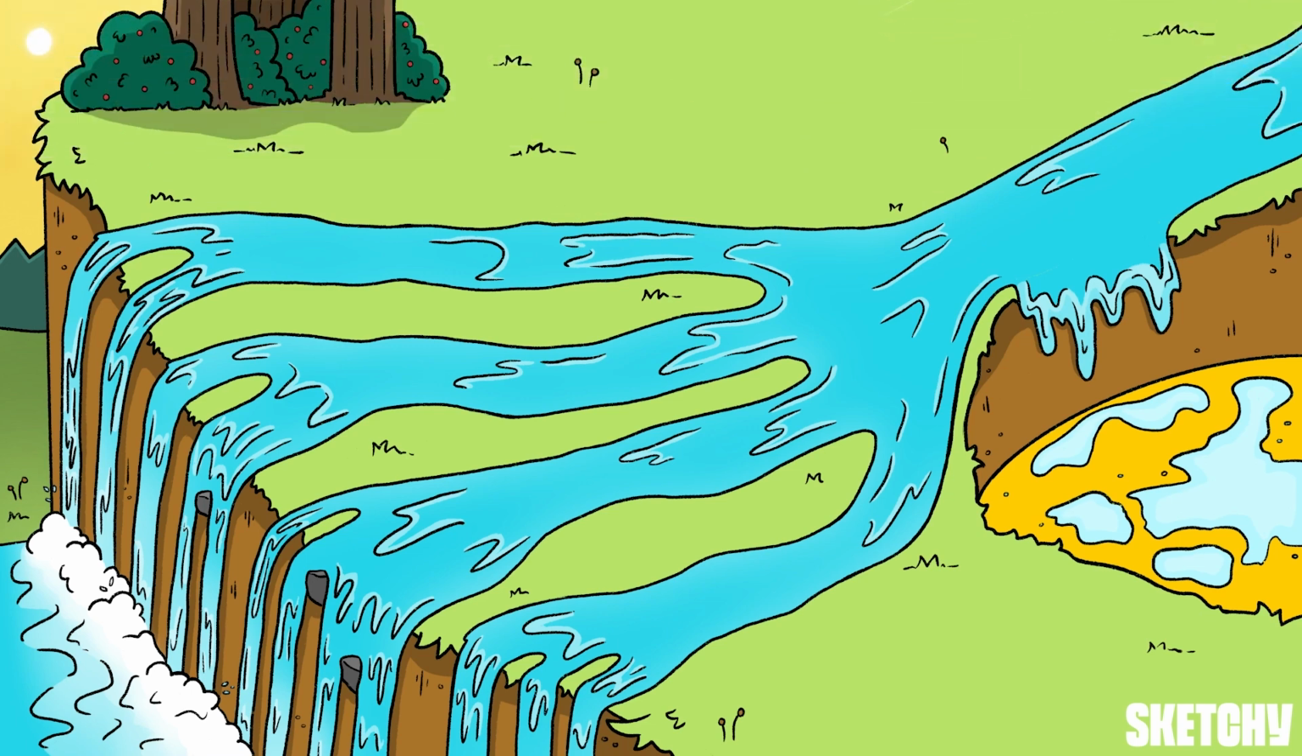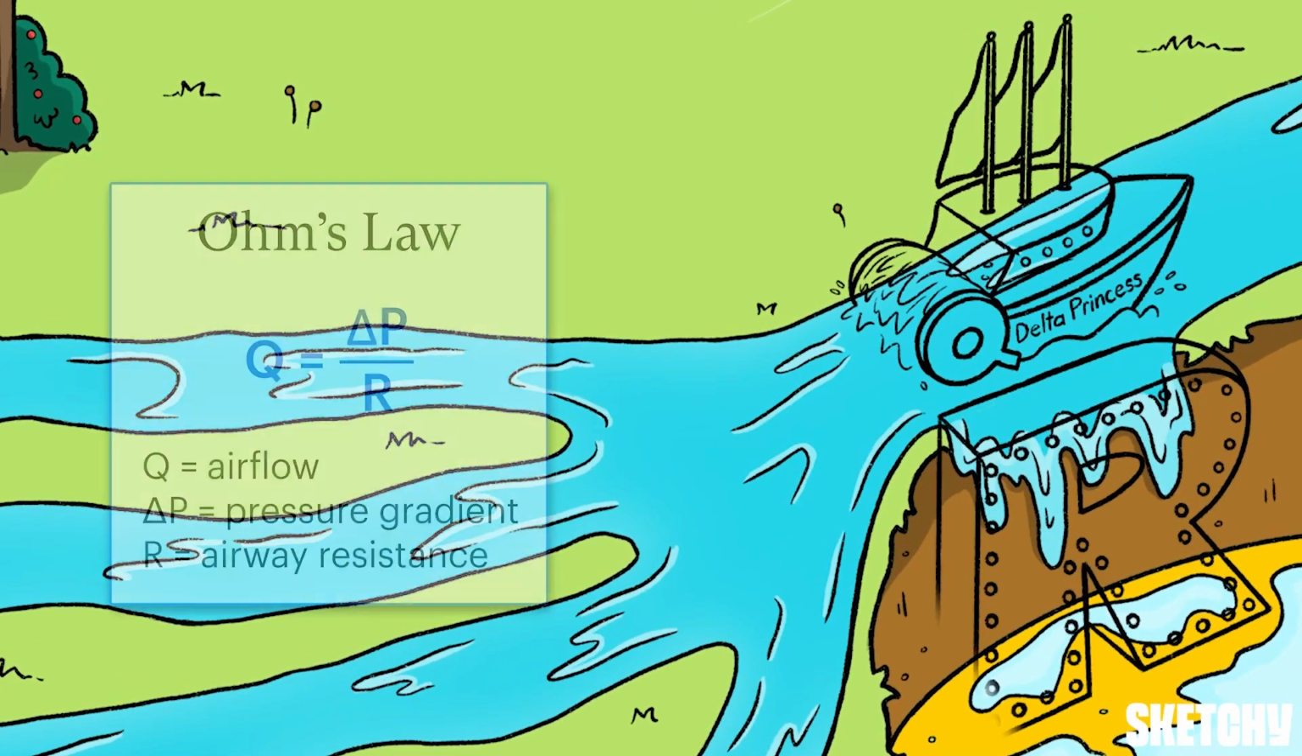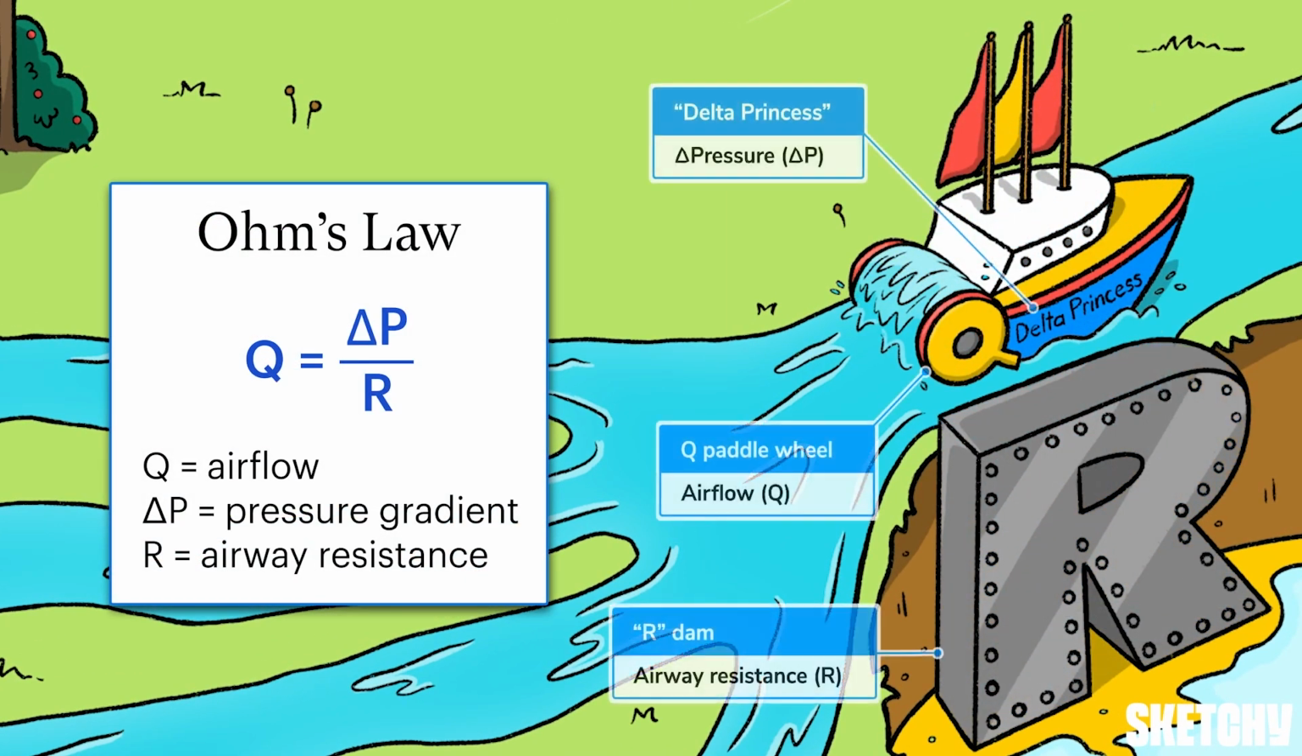In this case, airflow is analogous to blood flow, gas pressures to fluid pressures, and airway resistance to resistance of the blood vessels. Because of this, Ohm's Law applies just as well to airflow as it does to blood flow. This is why the Delta Princess is back, using its Q-shaped paddle wheel to stay safely upstream above the R-shaped dam. Ohm's Law shows us that airflow is directly proportional to the pressure gradient between the mouth or nose and the alveoli. It's this pressure gradient that drives airflow.